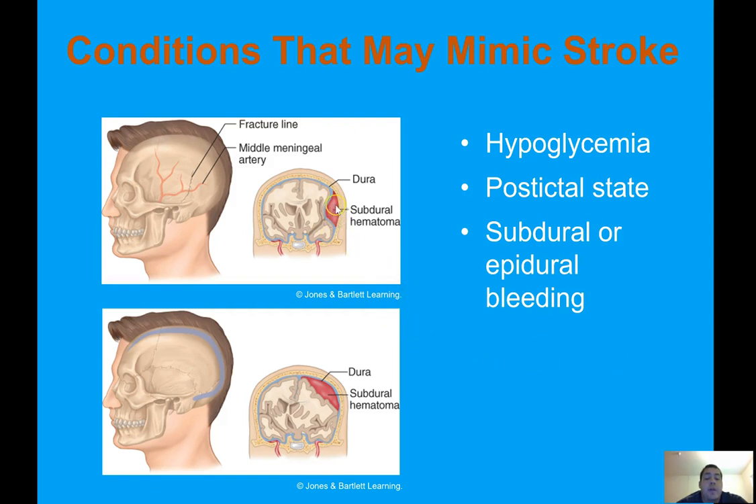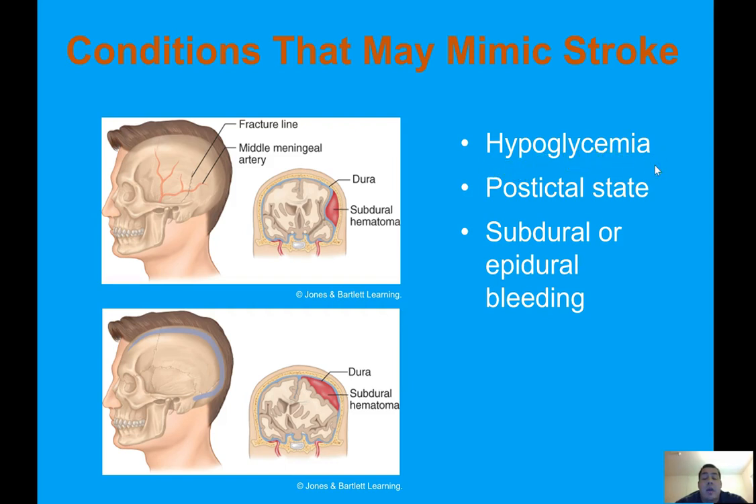Okay, so this is going to be your subdural hematoma, just right below the dura mater. So this is why you guys need to do a full assessment on every patient. You want to make sure that you rule everything out before you call a stroke alert.